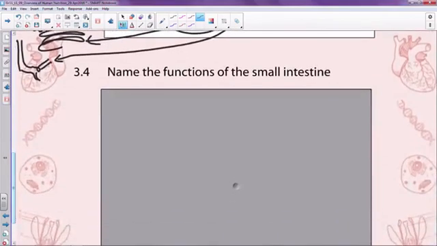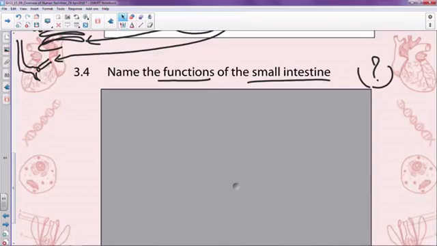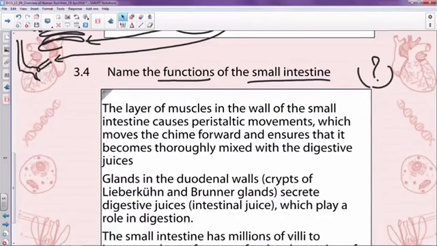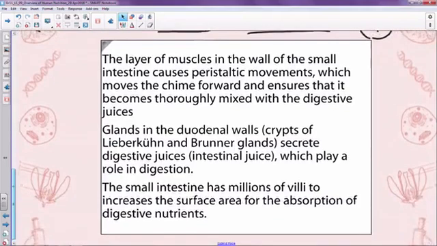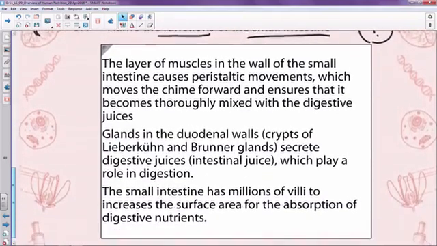3.4. Name the functions of the small intestine. And guys, it's important for you to understand what the mark allocation for this question is. A rough guide would be, if it's a 4-mark question, provide 4 functions. If it's an 8-mark question, you will provide 8 functions. So I have not necessarily looked at the mark allocation. I just wanted to discuss broadly the main function of the small intestine.